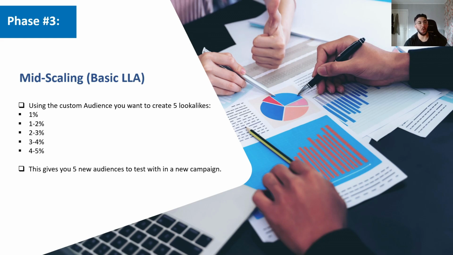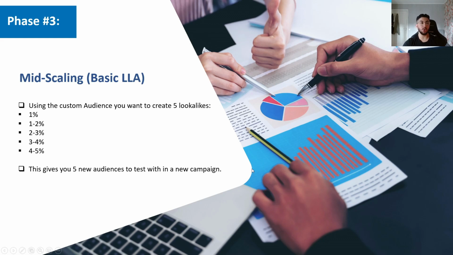Okay guys, so here we have mid scaling basic lookalikes. Using the custom audience, you want to create 5 lookalikes: 1%, 1 to 2%, 2 to 3%, 3 to 4%, and 4 to 5%. And guys, you can choose as well 1% to 2, and 2 to 4, 4 to 6, 6 to 8, 8 to 10.